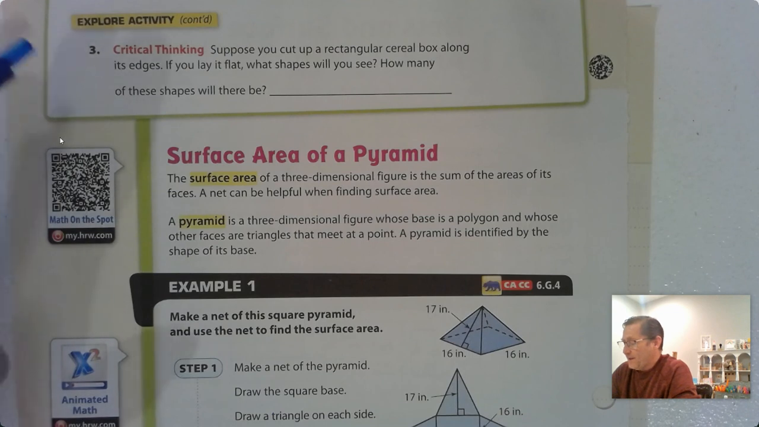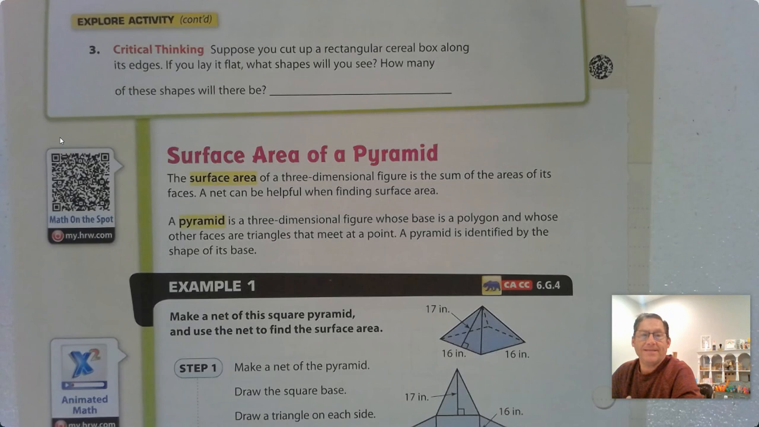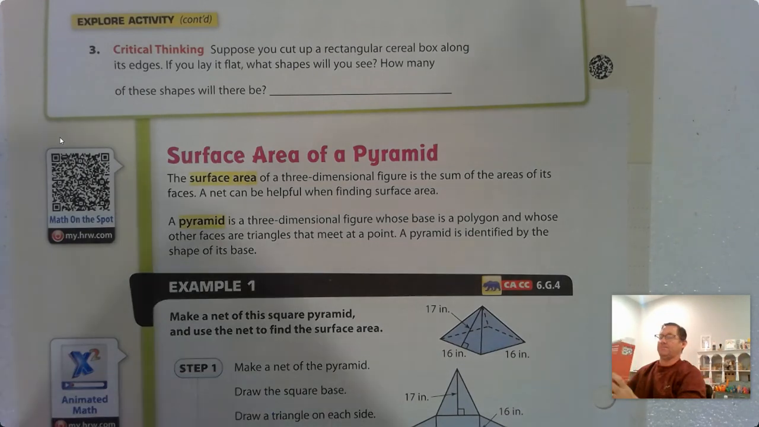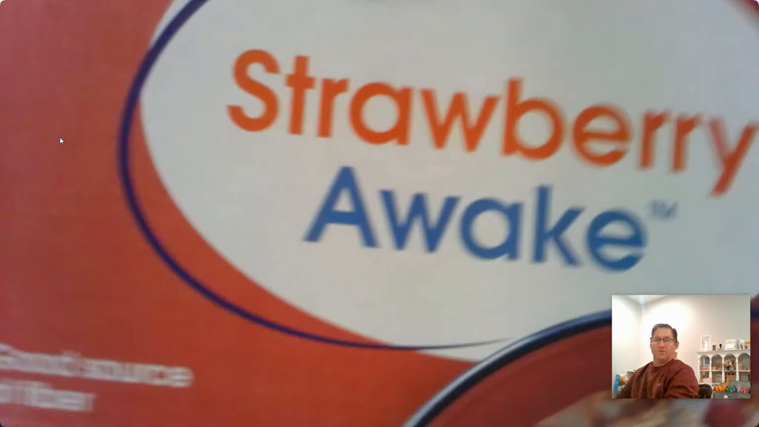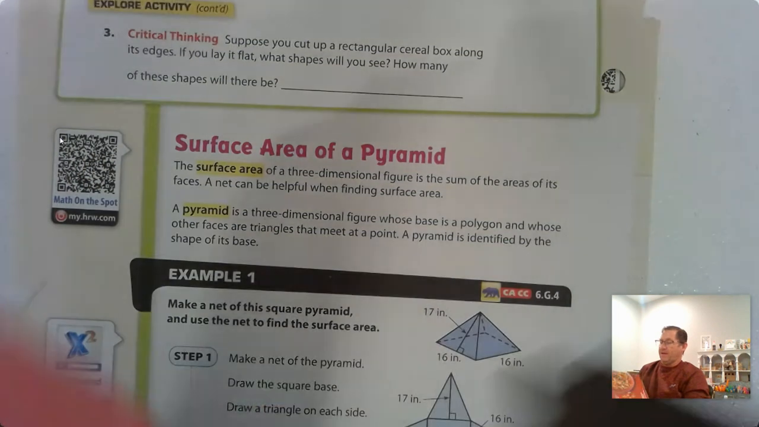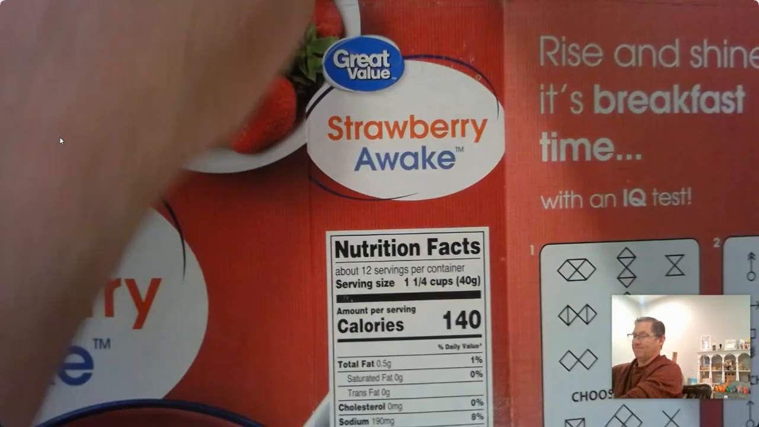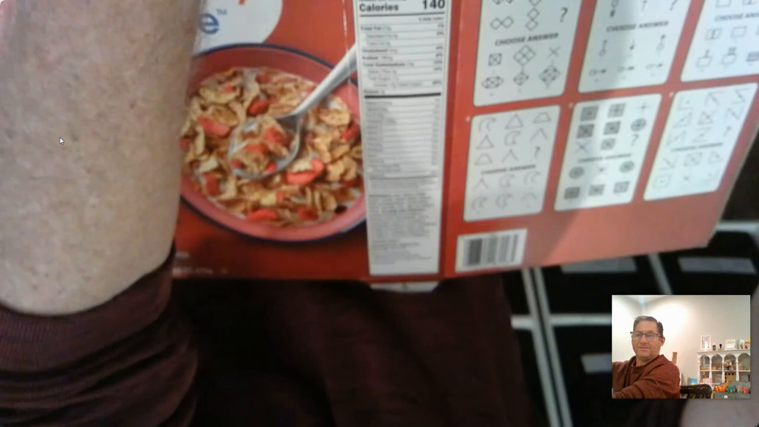Okay. Number 3, suppose you cut up a rectangular cereal box along its edges. If you lay it flat, what shapes will you see? Well, I actually have a cereal box that I have cut up. So if I unfold it, you really can't see the image right there, right? Maybe if I zoomed out a little.